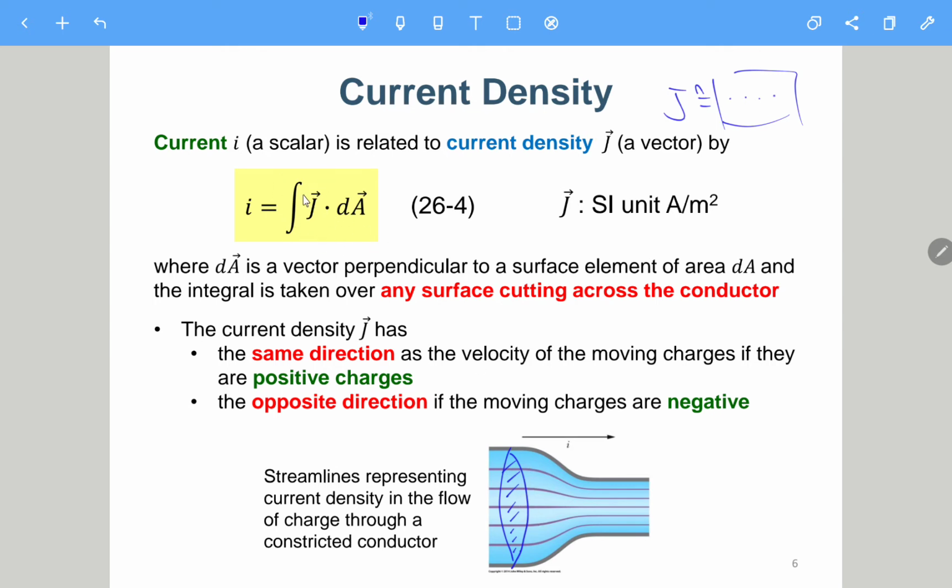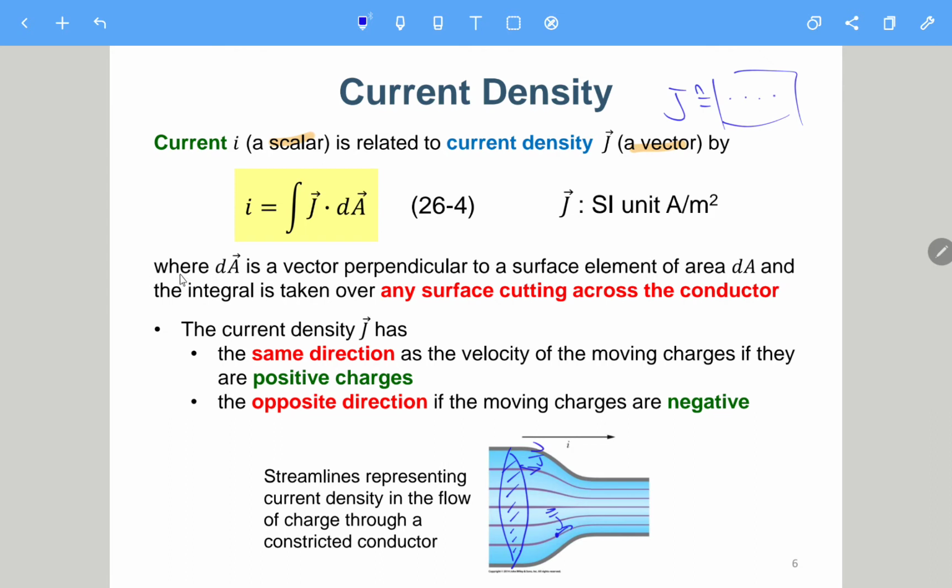So current density is a vector. Current density is a vector. But current is a scalar. This is very important. Current has direction, but it is not a vector. Current is a scalar. Current density is a vector. So it is defined over the whole space. So here you have J like this. For this point you have J like this. Something like that.